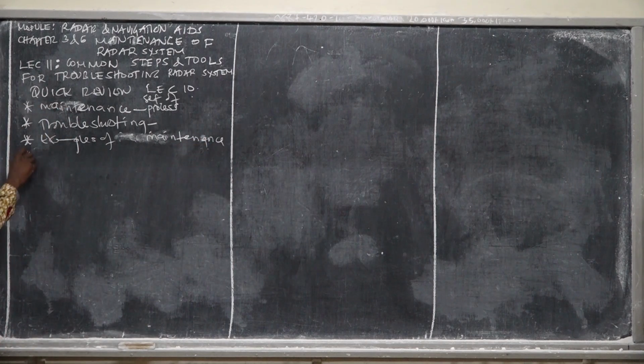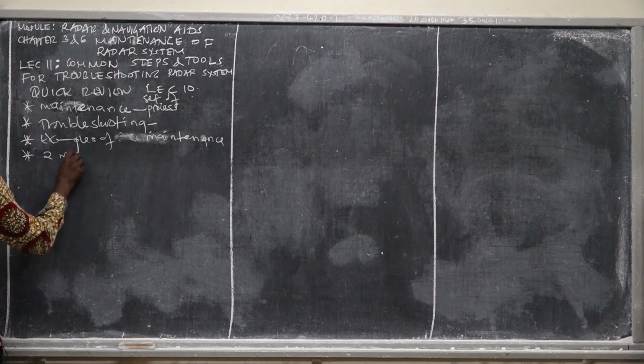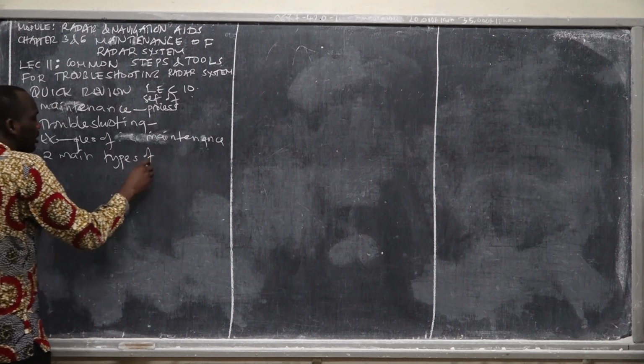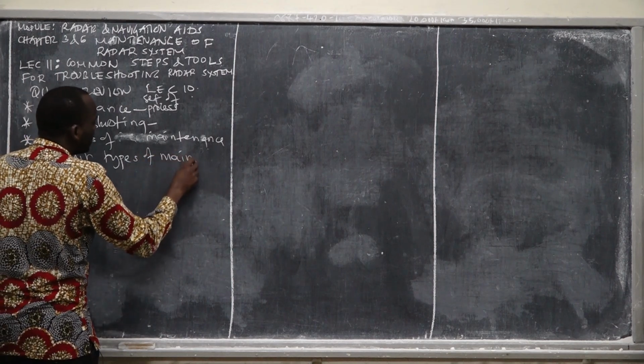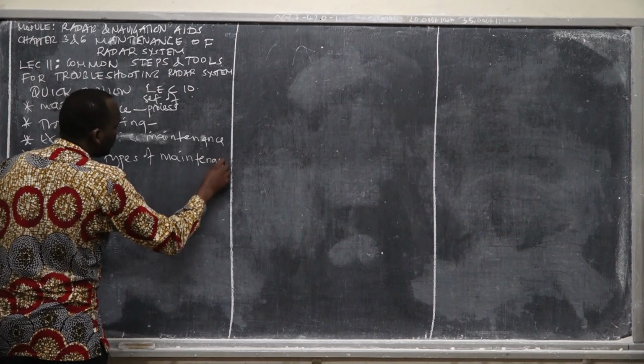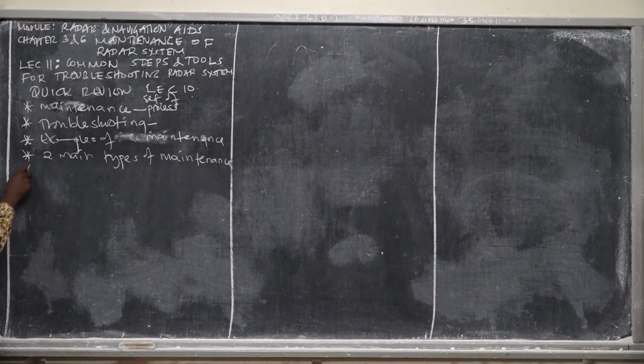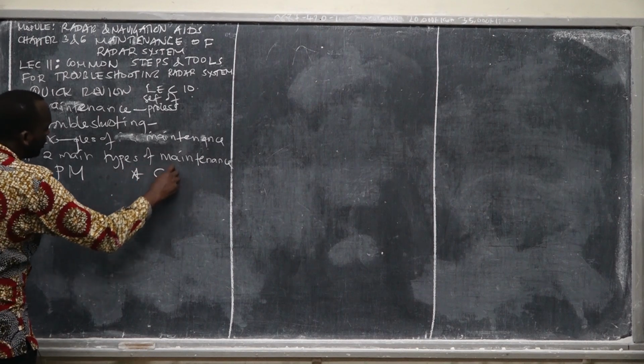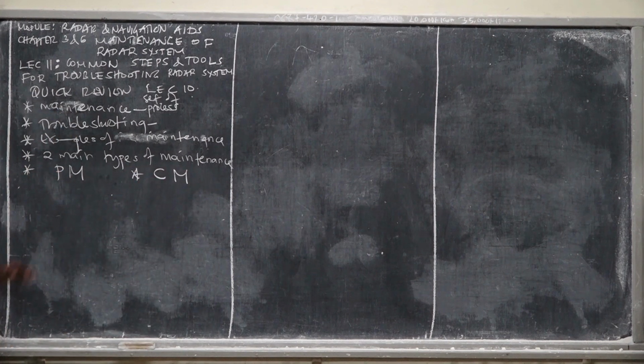After learning the examples of maintenance, we discussed two main types of maintenance. The first one is preventive maintenance, which we call PM. The second one is corrective maintenance. So what is the difference between them? Preventive maintenance.